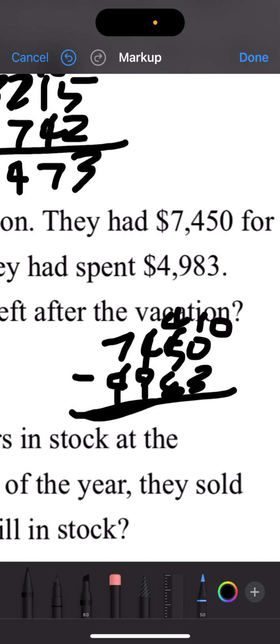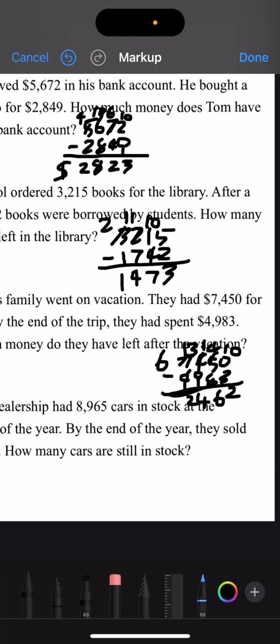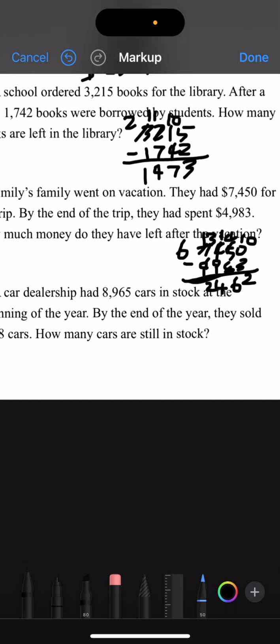Borrow becomes a 2, and this becomes a 3. A 14 minus 8, which is 6. And that's 3 minus 9. We can't do it. So 13 minus 9, which is 4. 6 minus 4 is 2. 2,462.